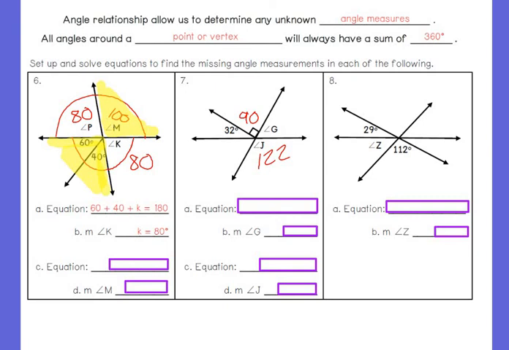Okay, I've got to find G. How can I find G? You add supplementary. Who is it supplementary to? 32 and 90. It could be supplementary here, or it could be supplementary here. It doesn't matter. Either one are straight lines, right? So 180 minus 122 is 58, so G equals 58.